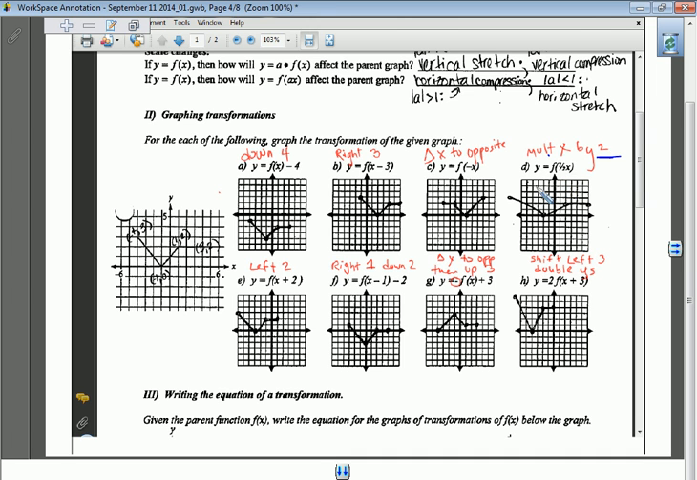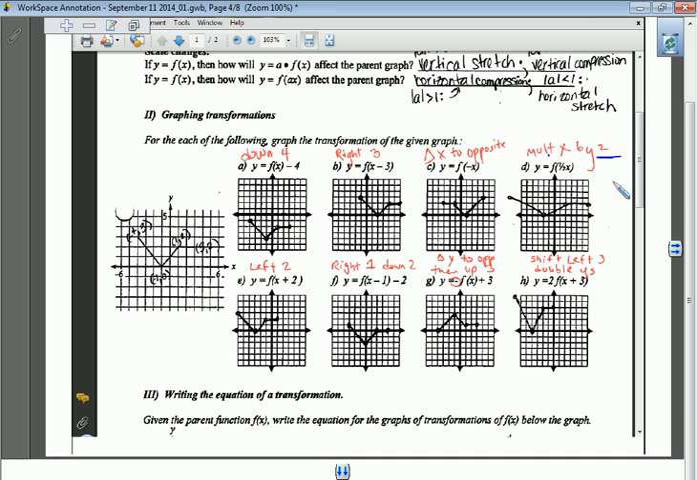Now, when you compare the original function here with the transformed function, does it look like it's been stretched horizontally? Does it look like it's been pulled out horizontally? Because that's a horizontal stretch. Do you see how it looks like it's just been pulled?